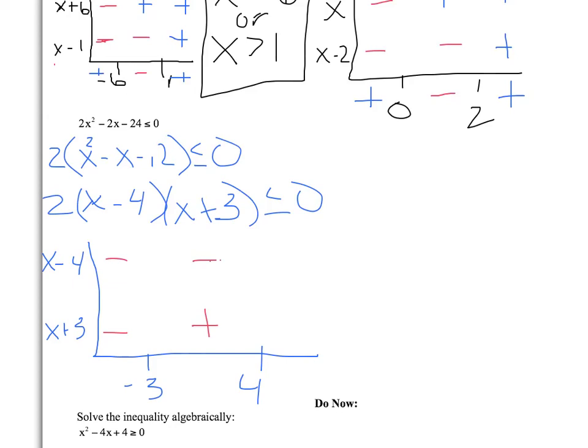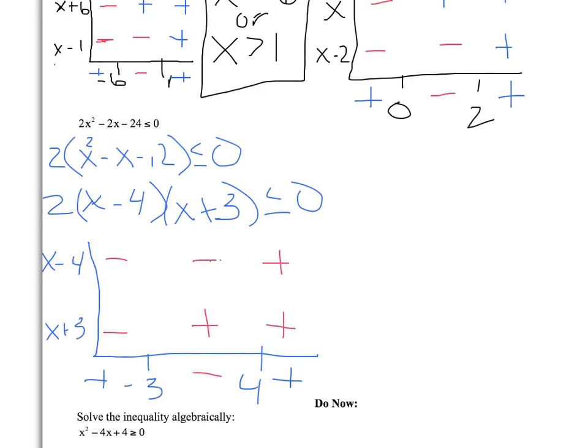Now I choose a number bigger than 4, so maybe 5, and I plug it into the first factor, it will be positive. Into the second factor, it is also positive. Now a negative times a negative will be a positive. A negative times a positive will be a negative. And a positive times a positive will be a positive. This time I want numbers that are less than or equal to 0, which means I want negative values. I get negative values when I choose numbers between -3 and 4.